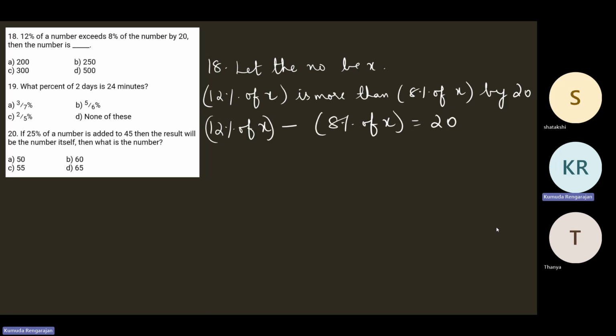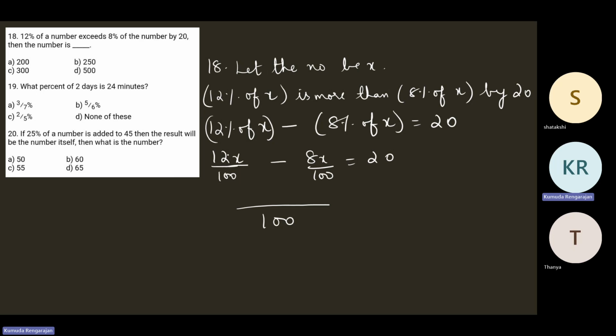Yeah, so it's given that the first one is more than the second one by 20. That means the difference between the two is 20. So 12% is 12 by 100 into x. So I'll just write like this, no? 12x by 100 minus 8 by 100 into x, which means 8x by 100 is equal to 20. Now don't cancel. You can straight away take the common denominator, LCM, which is 100.